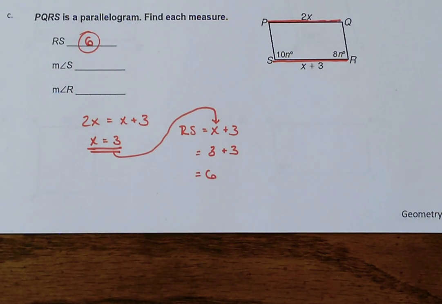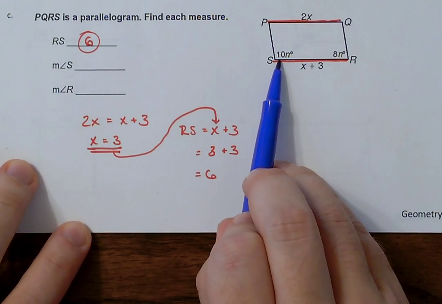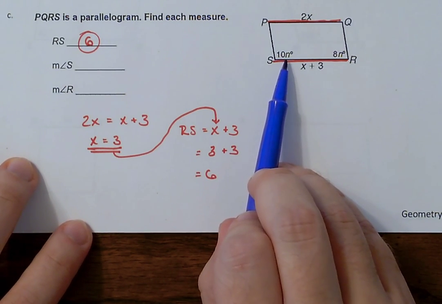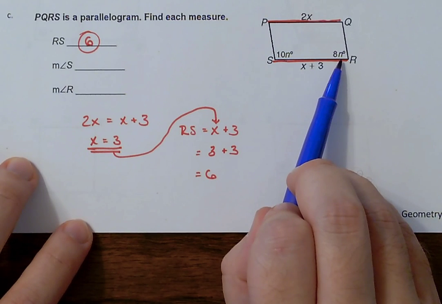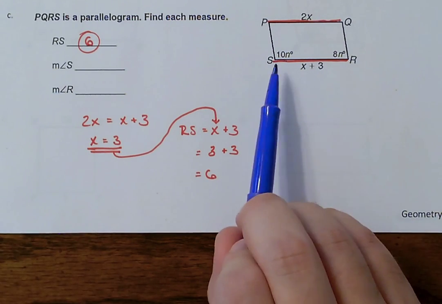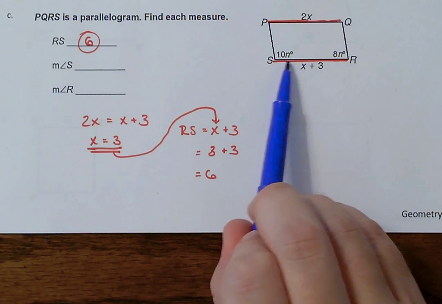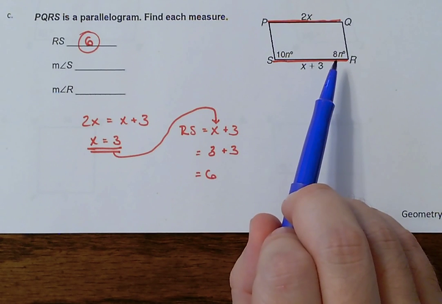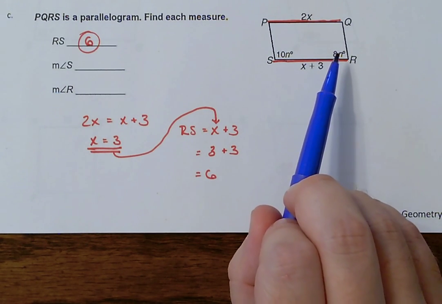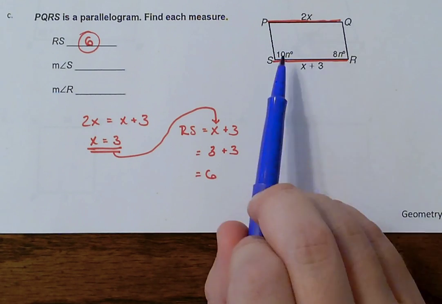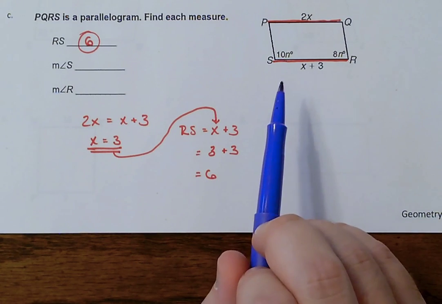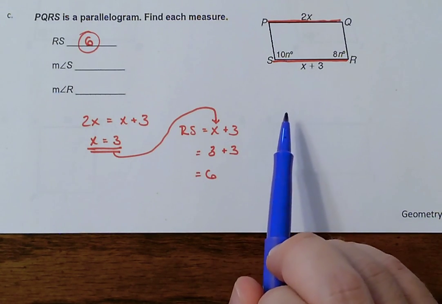All right, next, they want us to figure out the measure of angle S. For angle S, they tell me that it is 10n, and the only other thing I'm told in this diagram is that angle R is 8n. Now, for angle S and angle R, are these opposite angles or are they consecutive? They are consecutive angles because they're not opposite of each other; they're next to each other. Because they're consecutive, that means that they add up to be 180.